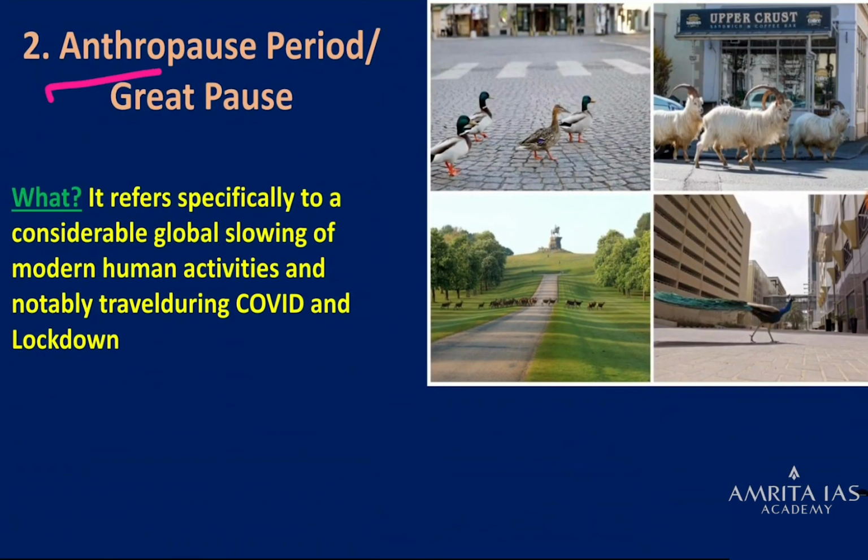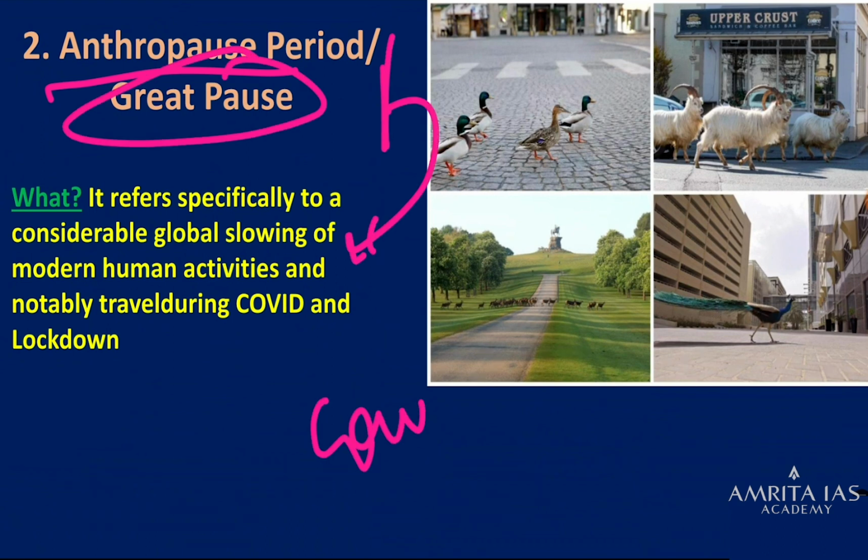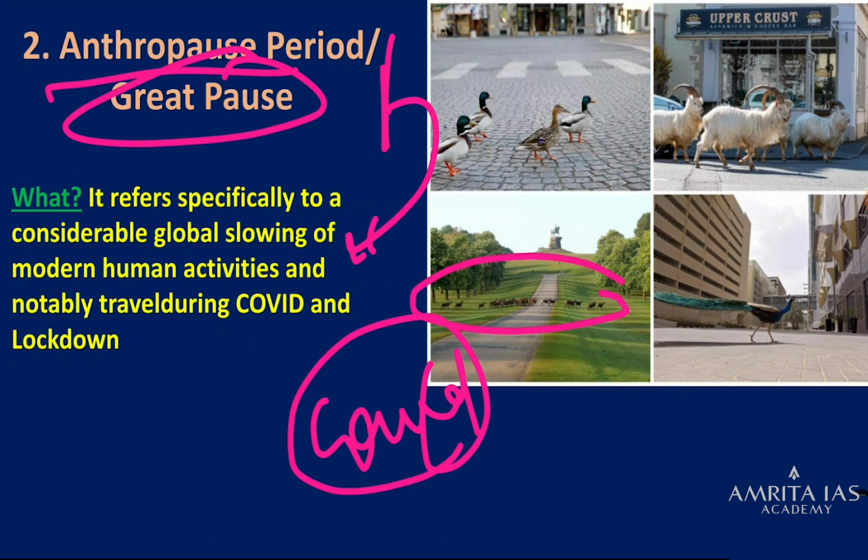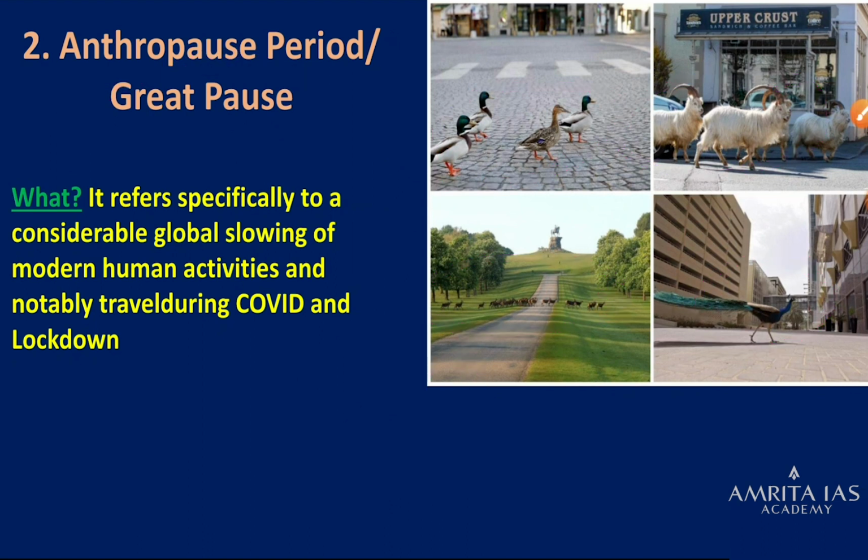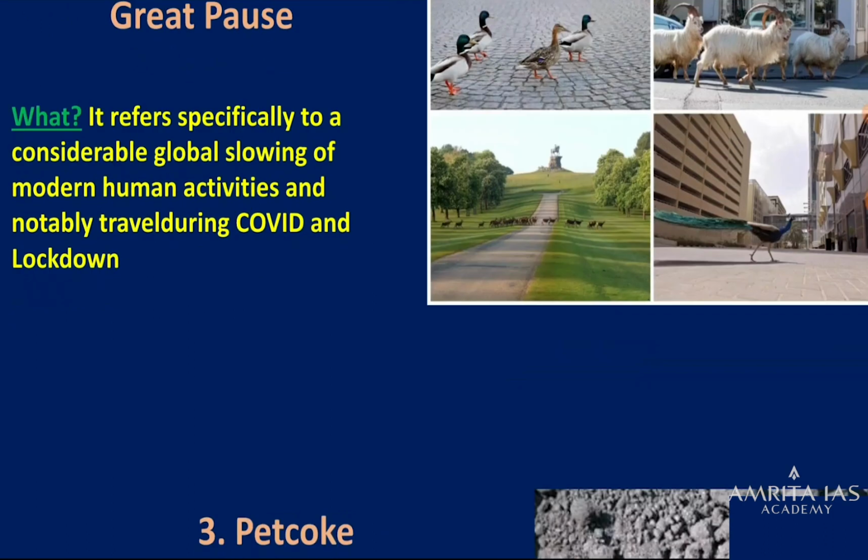What is the Anthropocene? That is a great pause, and that great pause is in the context of COVID-19. Because of the lockdown, species came out in the open, which were earlier not being seen in the urban spaces. So it is said they are reclaiming their space. There was a considerable slowing of modern human activities, because of which everything improved in terms of the environment, and that is touted as the great pause.